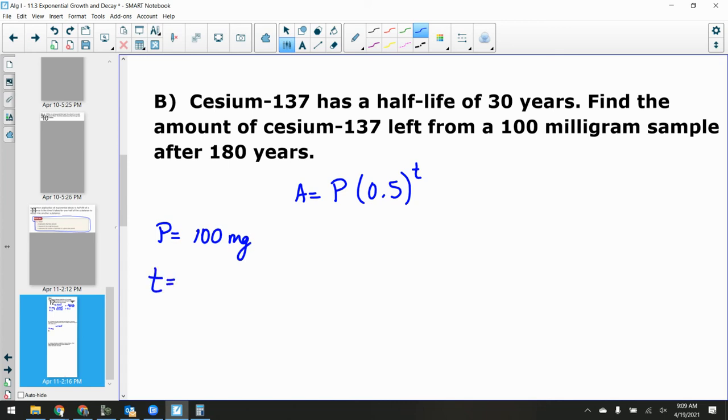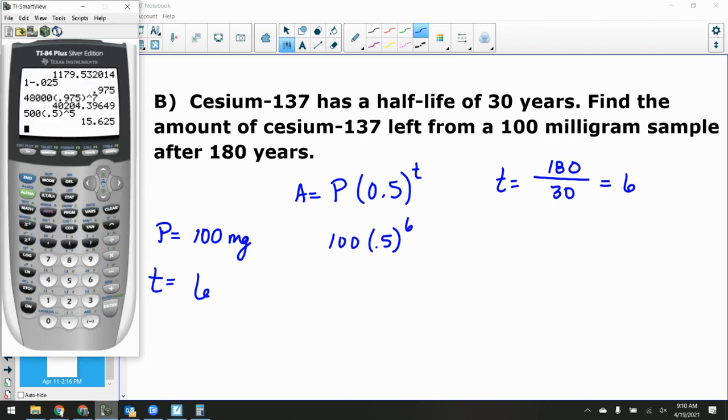Now, what's my t? 6. How do I know that? Well, I take the total time, 180 years, divide it by its half-life, 30, 6. It's going to undergo 6 half-life cycles. Because if I'm looking at it for 180 years, it's going to go through 6 terms, okay, 6 cycles. So I can say 100 times 0.5 to the 6th power. That's going to give me my final amount.